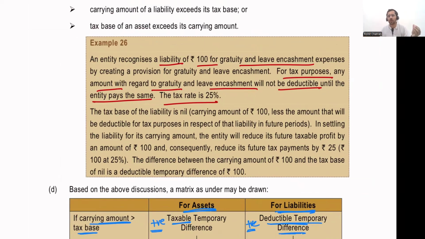This question is exactly the same as example 12 that we did. Under example 12 also, instead of just saying gratuity and leave encashment, they had given us just accrued expenses. It's exactly the same as example number 12.